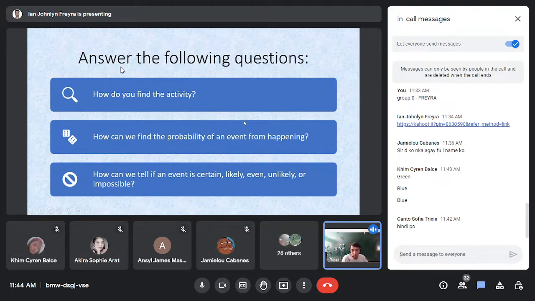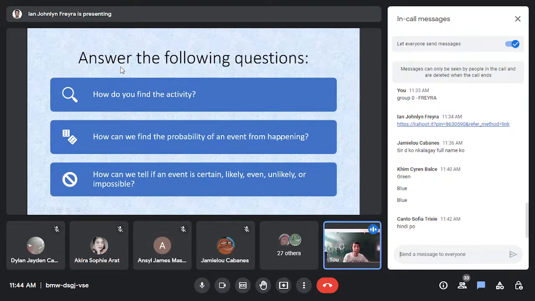How can we tell if an event is certain, likely, even, unlikely, or impossible to happen? What can we use to illustrate the percentages into these words? Ano yung gamit natin kanina? Paano natin malaman kung certain, likely, even, unlikely, or impossible? Anong tawag doon? By using probability. Yung from 0 to 1, 0 to 100, 0% to 100%. Tapos pag 50%, yung kanina pinakita ko, anong tawag doon?